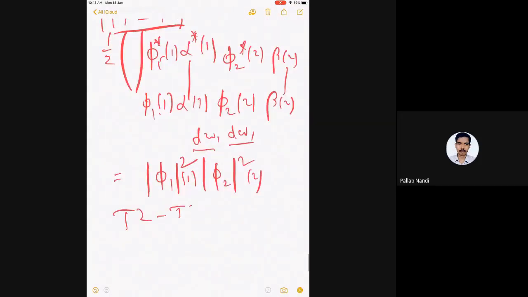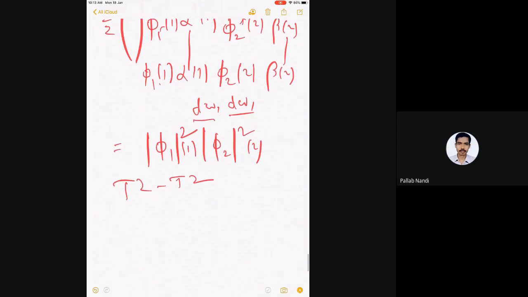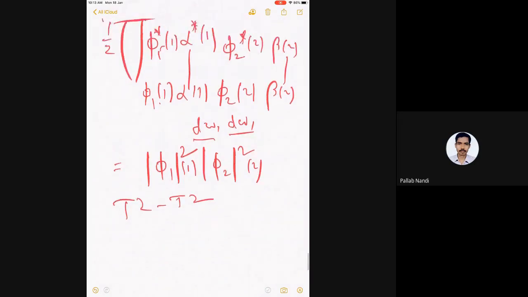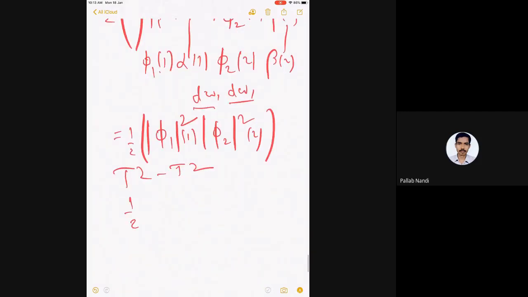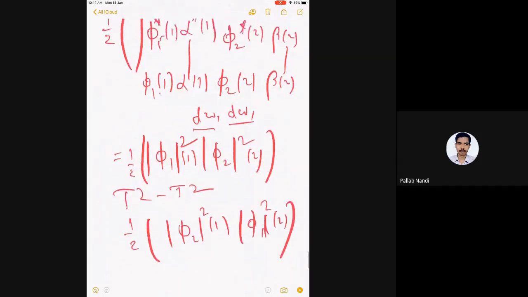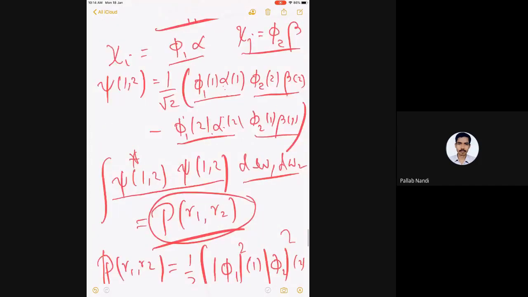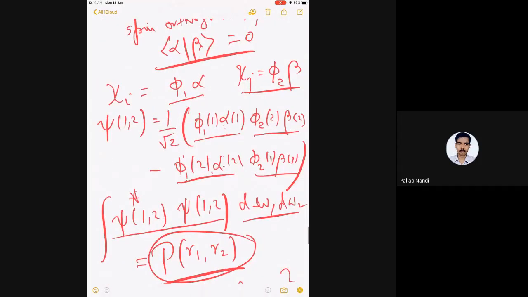I don't have to show this. Of course, there will be a factor half. Sorry, I missed the factor. And that will give me half phi 2 square 1. That's the only difference that will happen. Phi 1 square, right? For the term 2 to term 2. That means take this term with itself. So only that 1 has become 2 here, 2 has become 1 here.